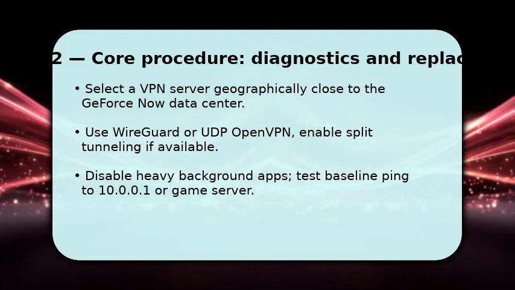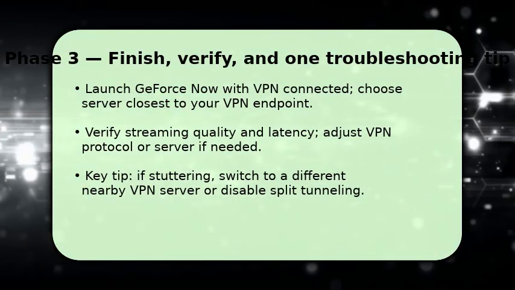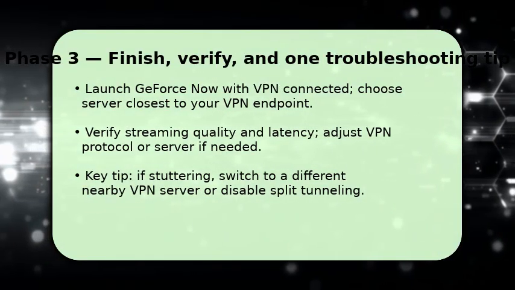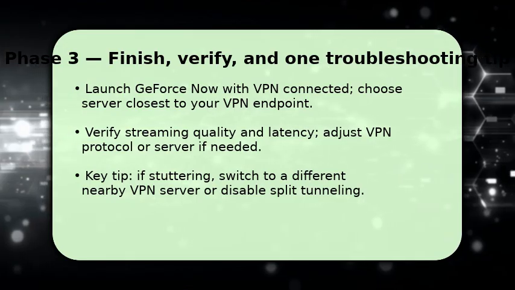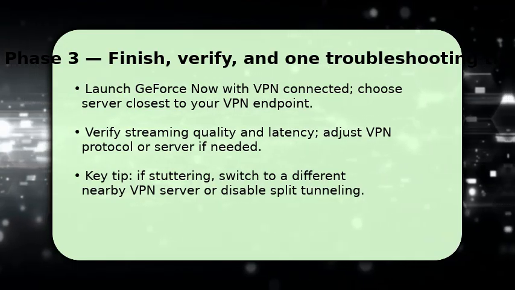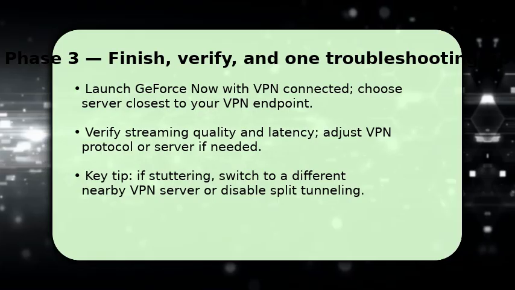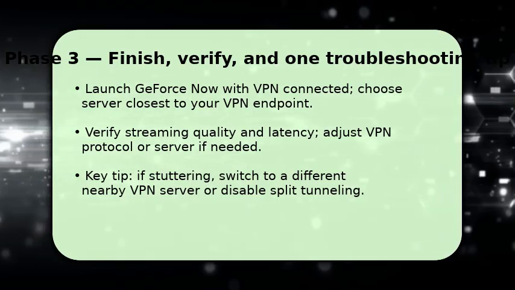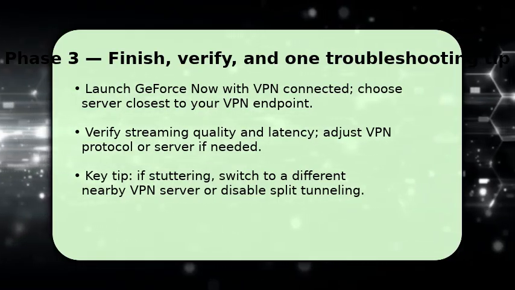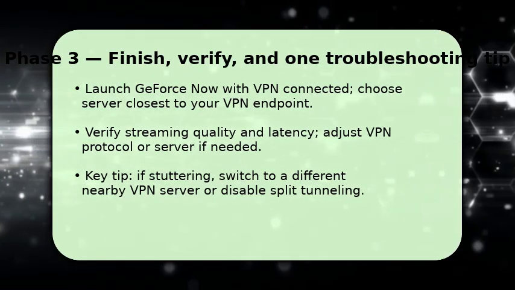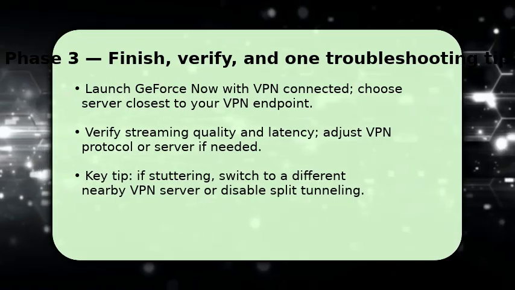Finally, connect the VPN, then launch GeForce Now and pick the closest streaming server to your VPN endpoint. This balances routing and server load. Verify stream quality and latency on a short session. If frames drop or stutter, switch VPN protocols or try another nearby server, because congestion often causes issues.